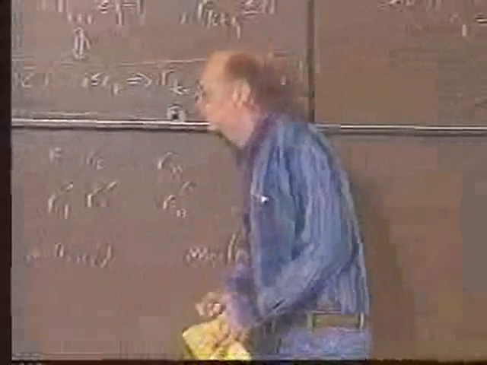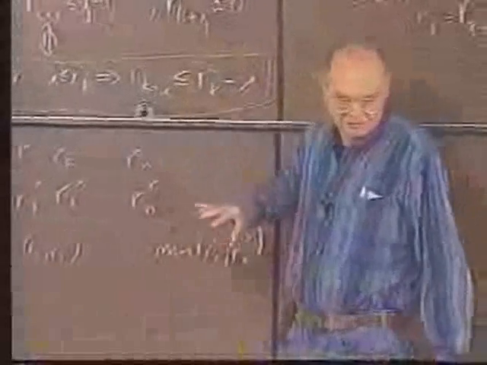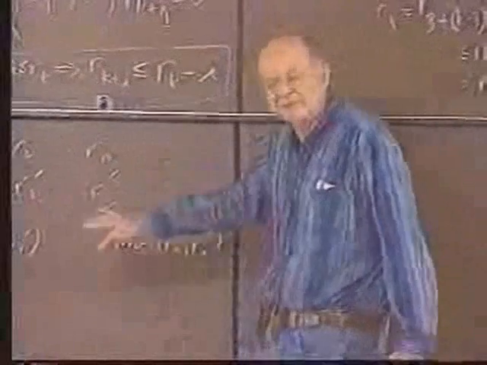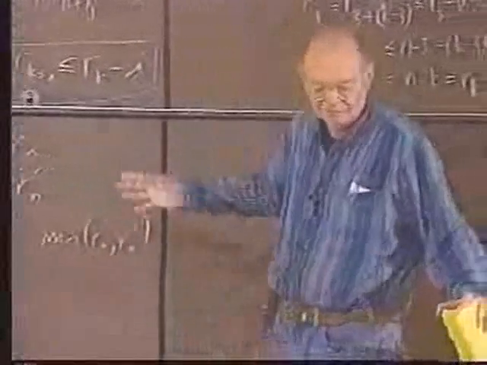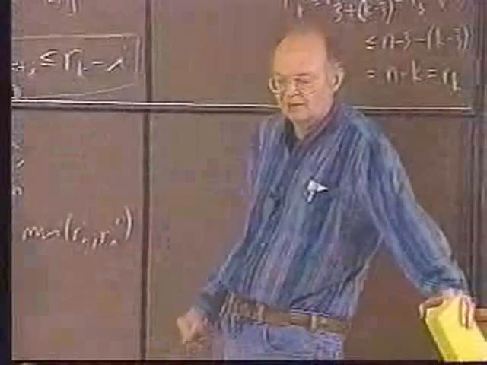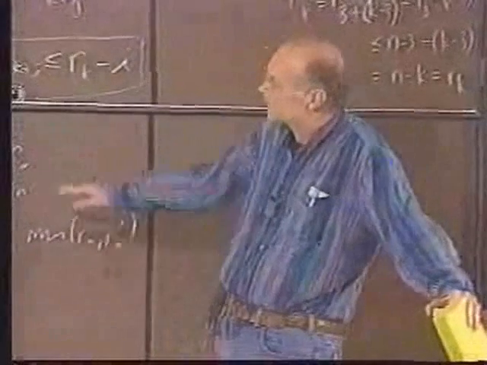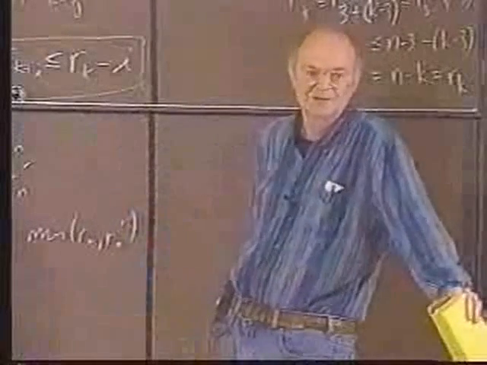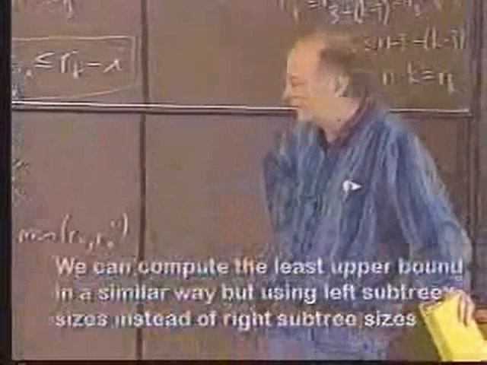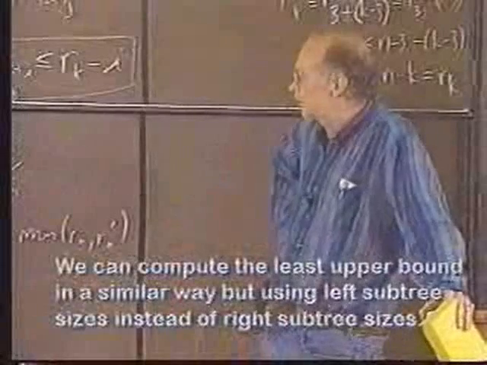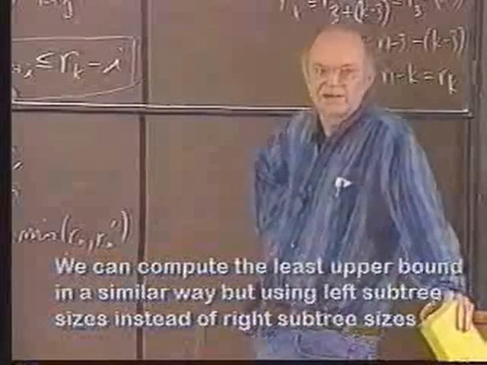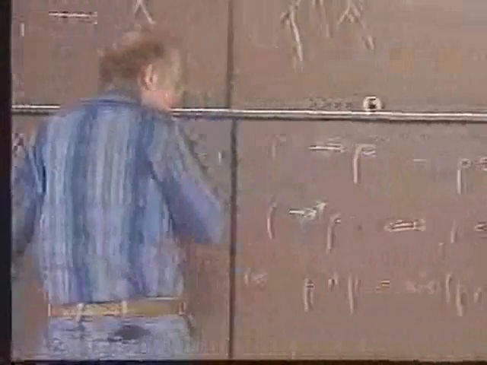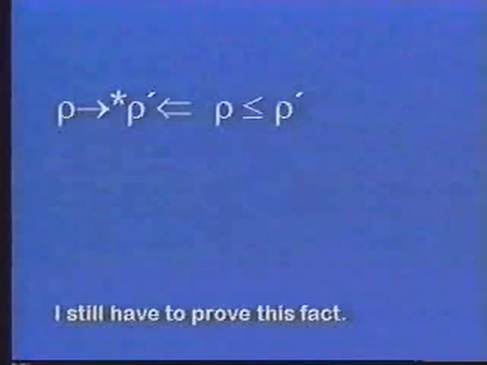And taking the minimum of those encodings will give you a left subtree encoding for a tree, and that will be less than or equal to in the dual version, so it's greater than or equal in the other one. So we can compute the least upper bound in a similar way, but using left subtree sizes instead of right subtree sizes. Now, I still have to prove this.